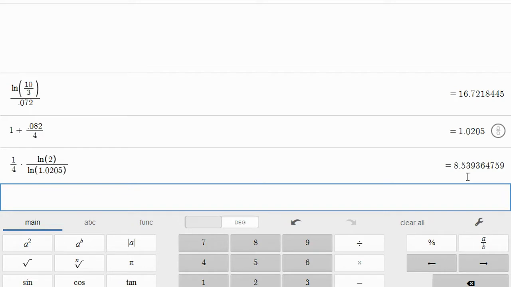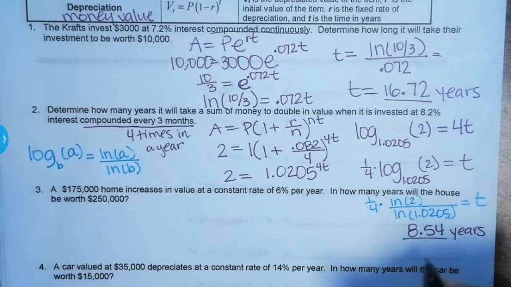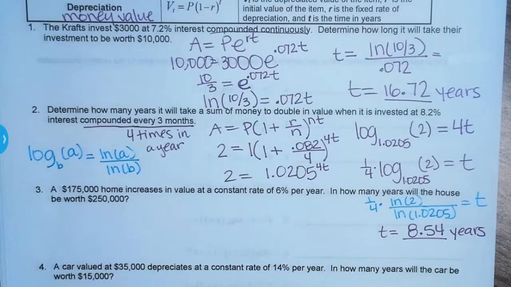So my answer, again, let's round to 2 decimal places, to the hundredths. So let's go with 8.54, and then it's years. The units will already be there on your calculator quiz. You're just typing in the blank. So that's number 2. The rest of these are going to be the same thing.